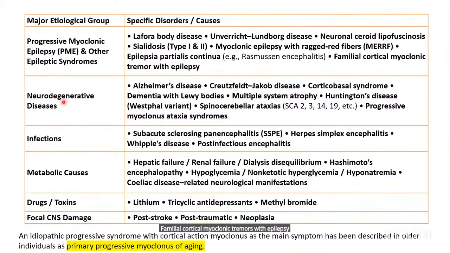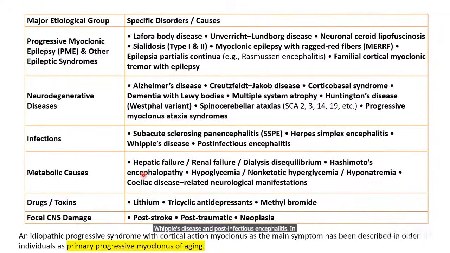In neurodegenerative conditions such as Alzheimer's, CJD, corticobasal syndrome, dementia with Lewy bodies, MSA, Huntington disease, especially the Westphal variant, spinocerebellar ataxias like 2, 3, 14, 19, and progressive myoclonic ataxia syndromes. Infections such as SSPE, HSV, herpes simplex, Whipple's disease, and post-infectious encephalitis.